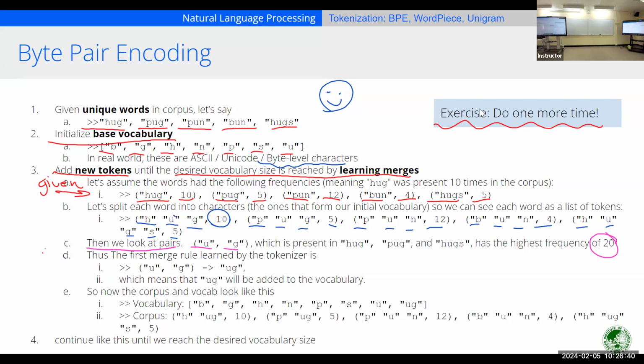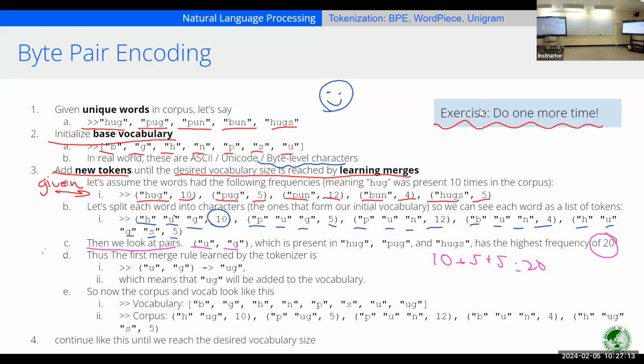Okay, so it's simply counting, okay? And you find that UG is 10 plus 5 plus 5, and you got 20, right? So for those who don't see, this is 10 plus 5 plus 5. So now, based on the highest frequency, we believe that these 2 characters form a very good subword, correct? Because they're always together.